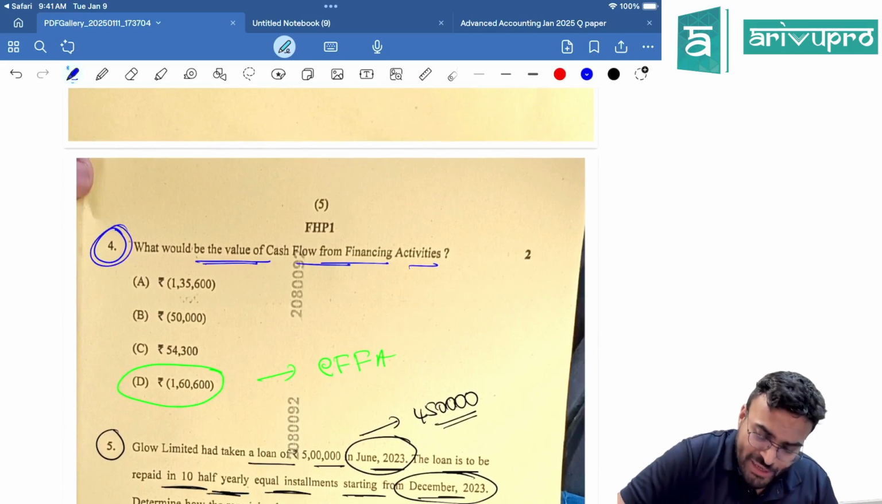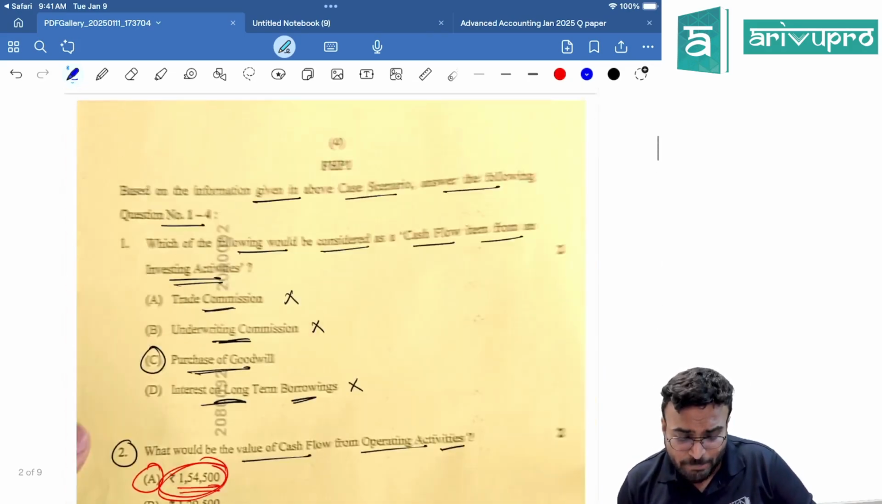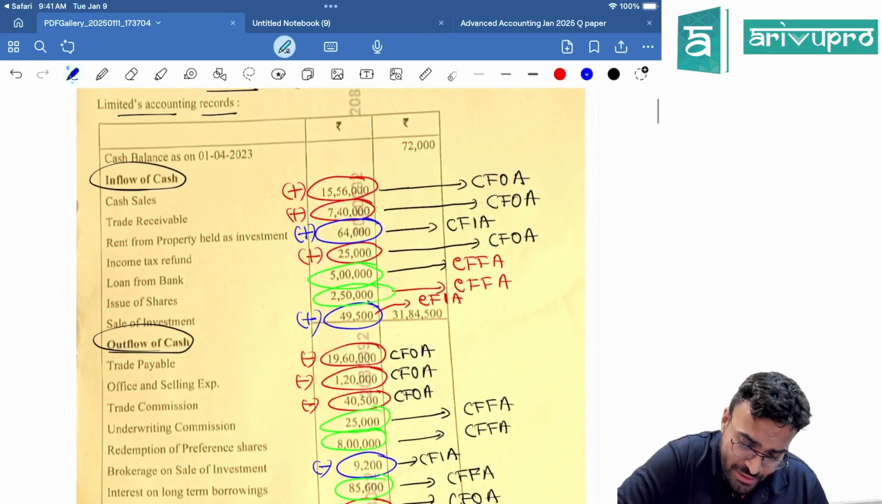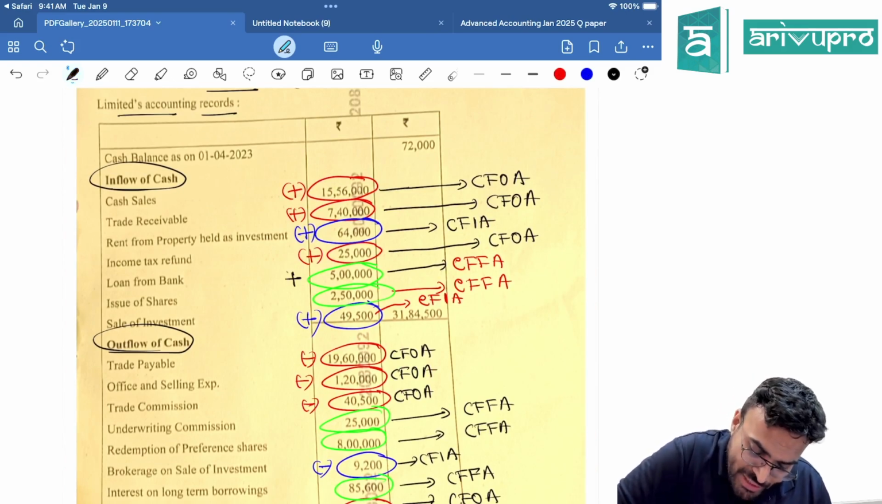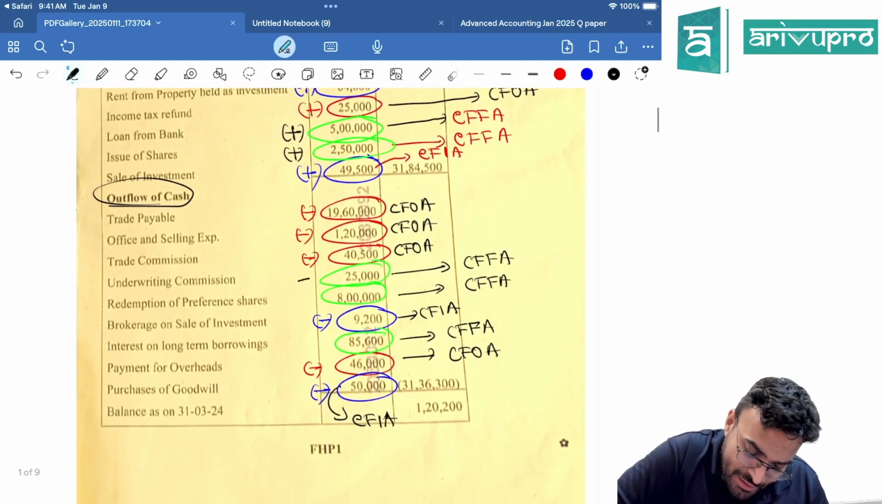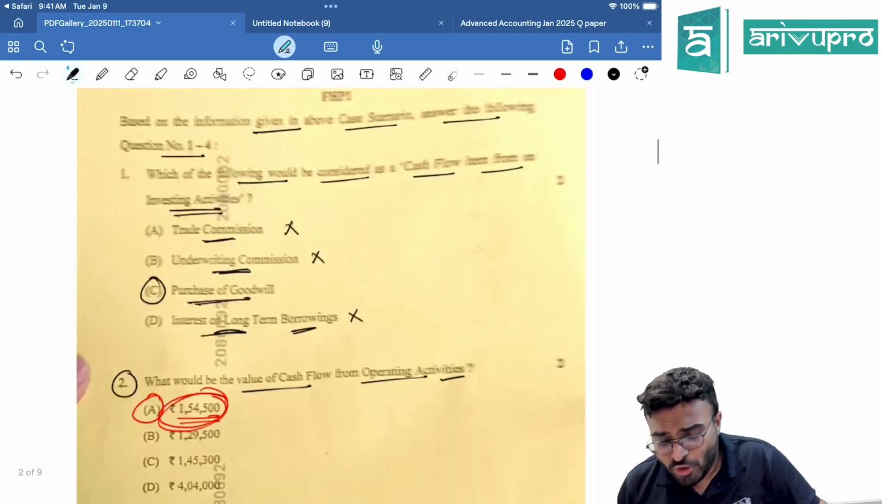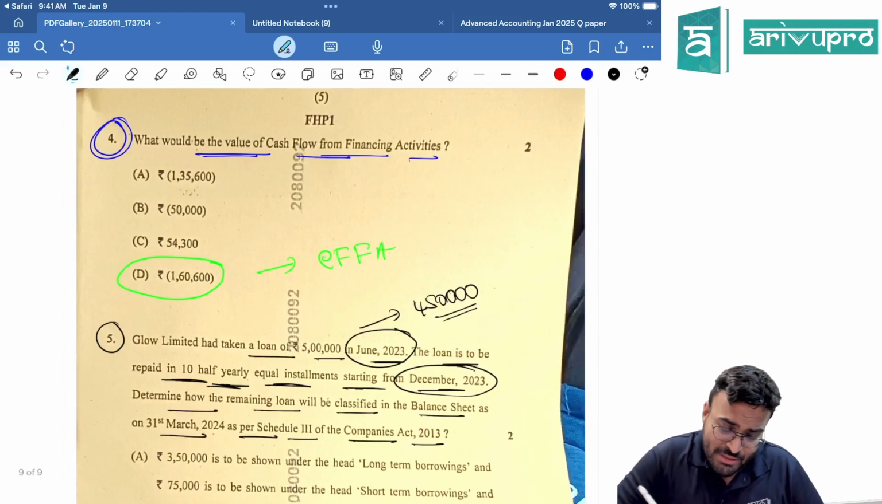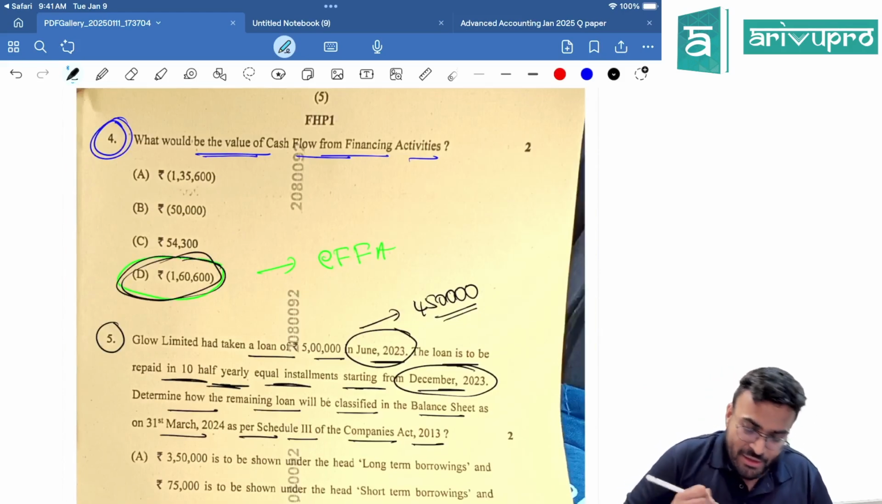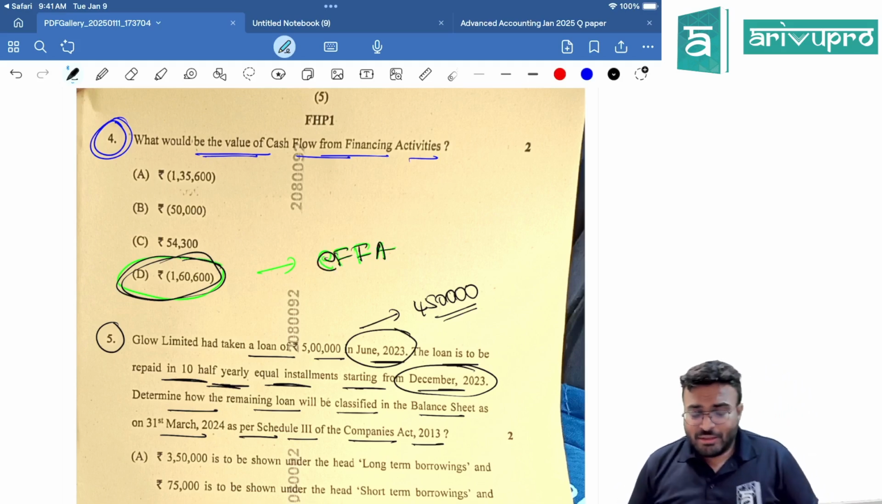What would be the value of cash flow from financing activity? Financing activity, what is the value they are asking? Financing activity, let's go deeper. Let's go and have a check over here. You can see loan from bank is financing activity, plus issue of shares is financing activity, plus then underwriting commission is financing activity, minus outflow, redemption of preference shares outflow, interest on long-term borrowing is also outflow. So when you do that, you can see the inflow is much less than outflow. So the answer that you're going to get is 1,60,600 negative. That means outflow. This is your cash flow from financing activity. This was your question number 4.